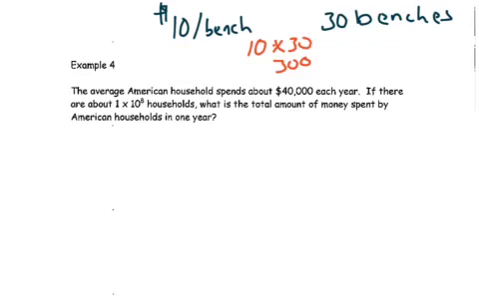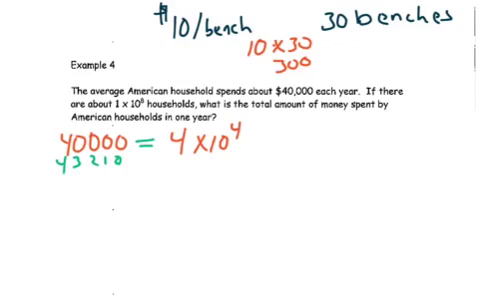So that's kind of what we're going to look at now in example 4. It says the average American household spends about $40,000 each year. If there are about 1 times 10 to the 8 households, what's the total amount of money spent by American households in 1 year? And again, I want to express $40,000 as a single digit power of 10. So to do that, 0, 1, 2, 3, 4. So I'm going to rewrite this as 4 times 10 to the power of 4.